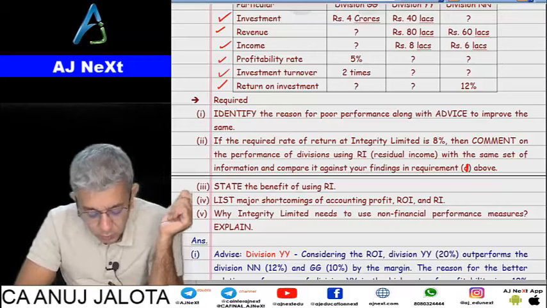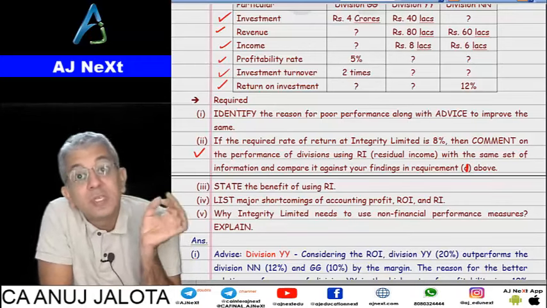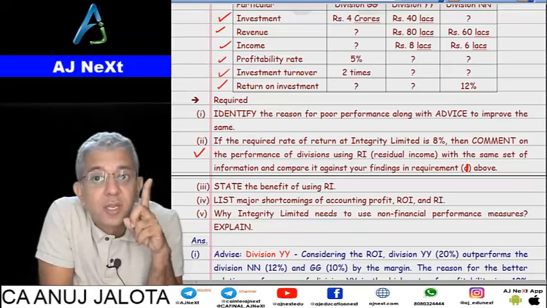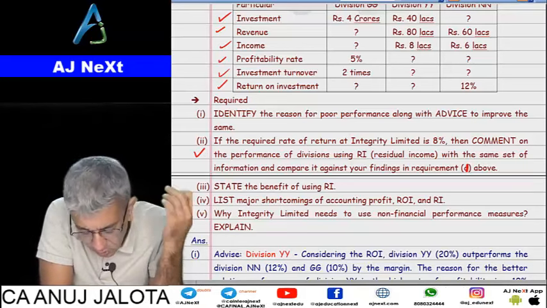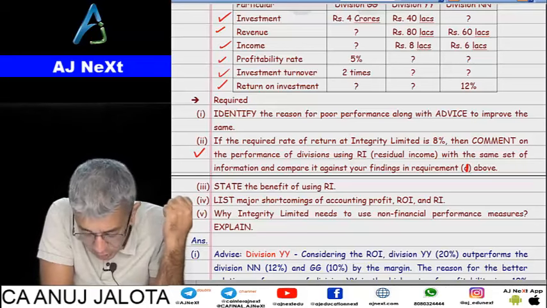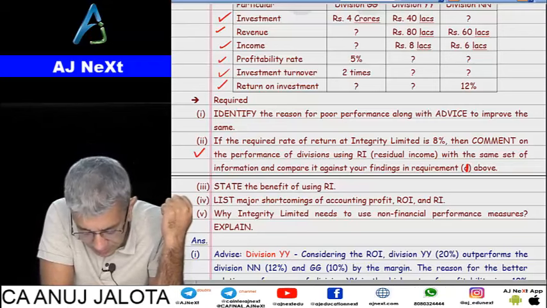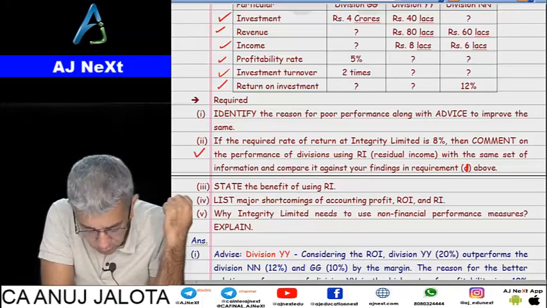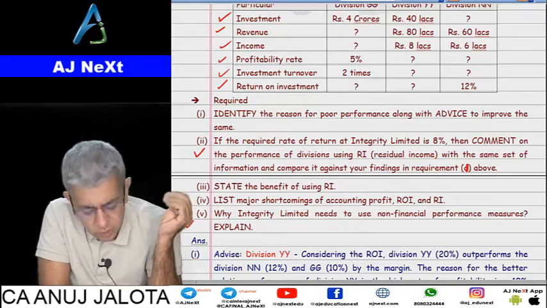So, what those guys are saying is that you find out the performance of the divisions using the RI approach. Originally, we were using which approach here? ROI. Then, third, state the benefits of RI. List major shortcomings of accounting profit, that is the ROI and RI. Why Integrity Limited needs to use non-financial measures, explain. Now, this part we have done in the balanced scorecard also, to be very honest.